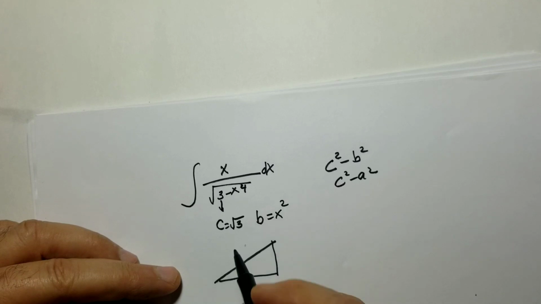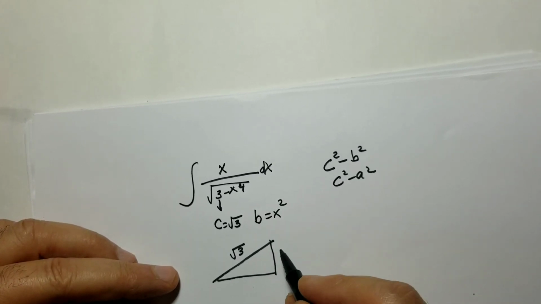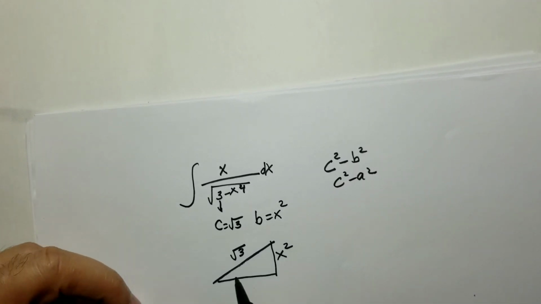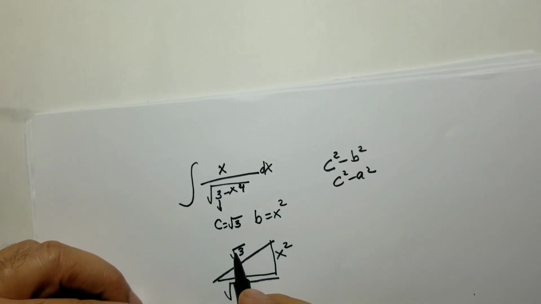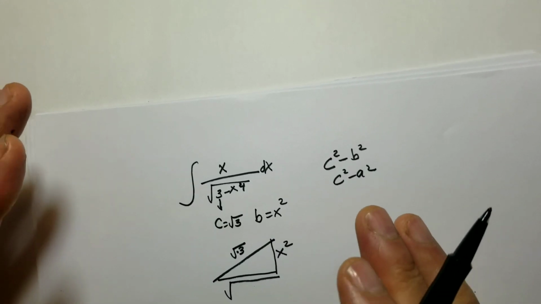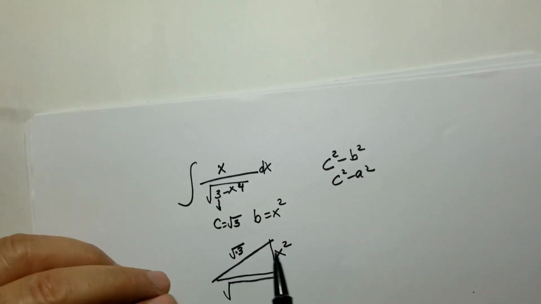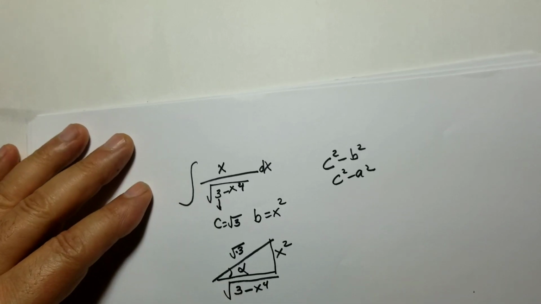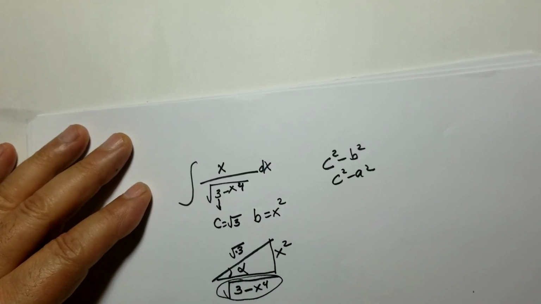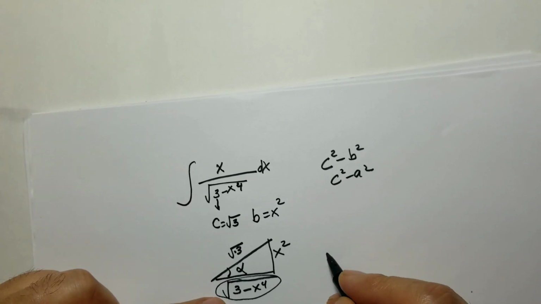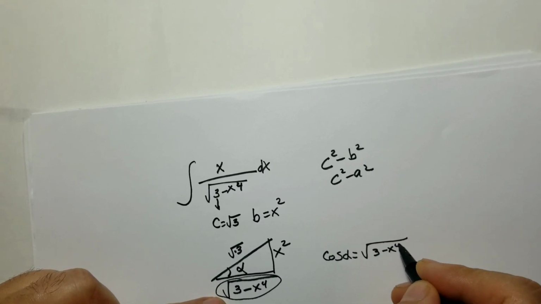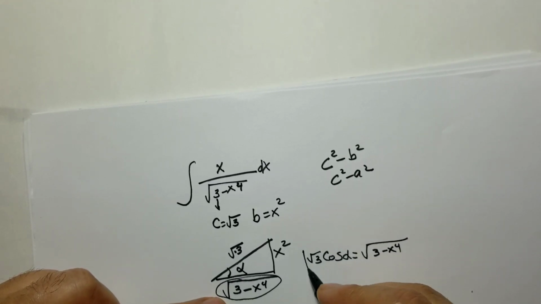Therefore, I go right here and I say this is the square root of 3, but I put my x squared right here because I want to use sine, and this is nothing except square that one. Square that one, that's 3 minus a squared, which is x to the power of 4. I'm using that angle, don't forget. Therefore, the most difficult part is your cosine. Cosine of alpha is the square root of 3 minus x to the power of 4 over radical 3.